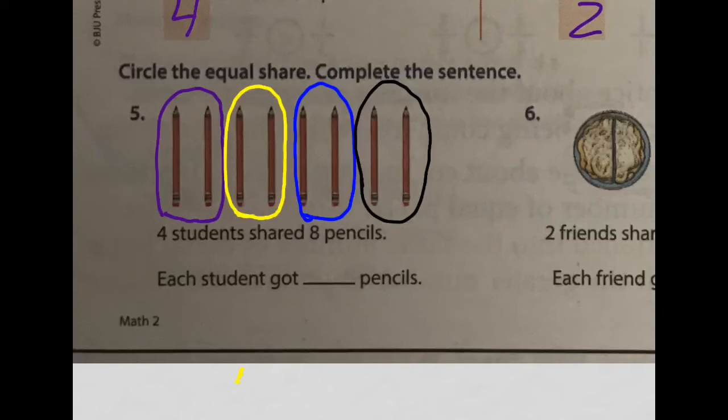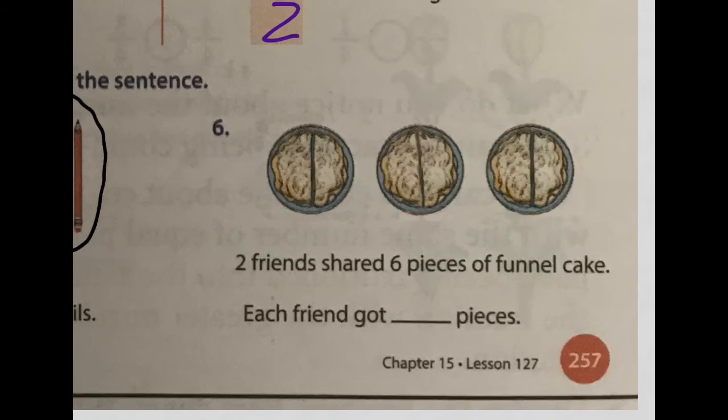Okay, so what I have is 2 pencils each. I did them in different colors, so each color would represent a different student. There would be 4 students total. So let's see, we have student 1, student 2, student 3, and student 4, and each one gets 2 pencils. And so where it says each student got, we would put 2 pencils. All right, so we're going to do the same thing over here.